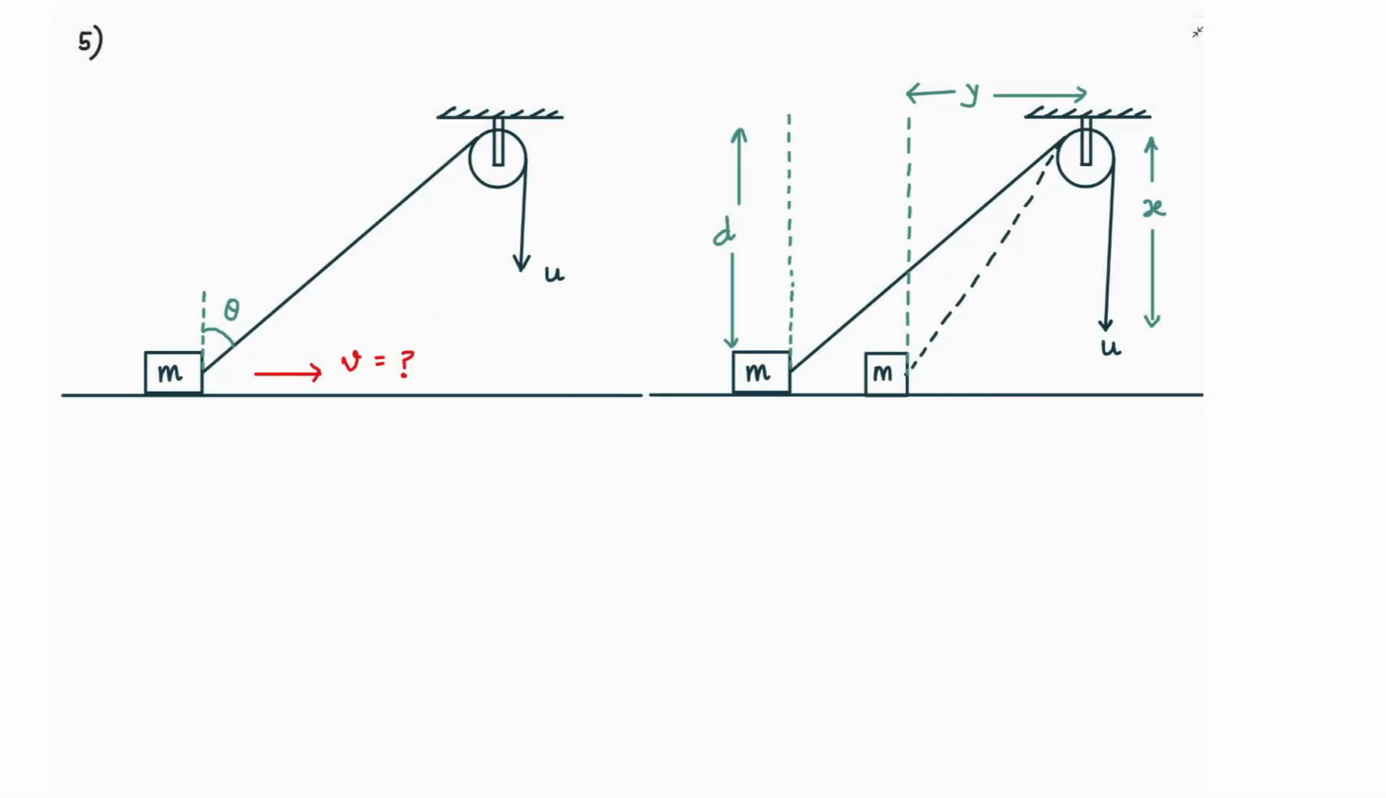We are dealing with the fifth problem in the constraint motion series, and in this fifth problem this is the diagrammatic setup which is given to us, where this free end is given a velocity u, and if at an instant of time the string is making an angle theta with the vertical, then we need to calculate the velocity v with which this block is moving on the horizontal surface.